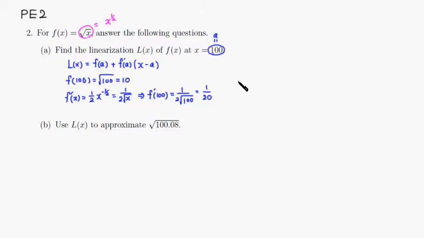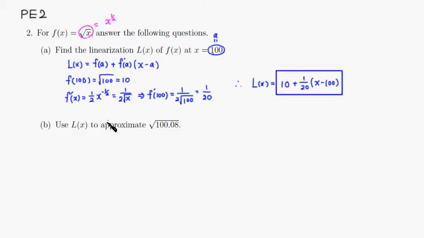Right? So therefore, we can find the linearization L of x is equal to 10 plus f prime, which is 1 over 20, times quantity x minus a, which is 100. So this is the L of x.